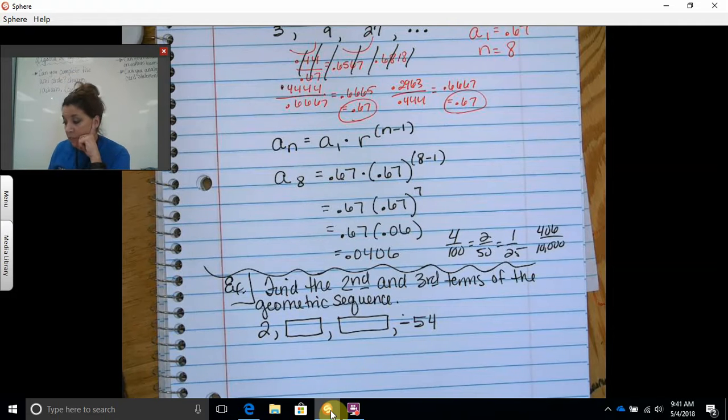We know what the first term is. We don't know what the common ratio is. We know we're trying to find the second and the third term. We're trying to find two different terms. What do you think they are?